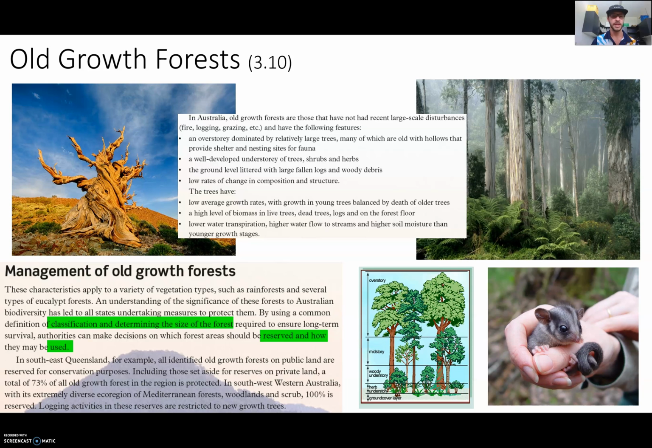But we also want to talk about using them, like creating paper and timber. So this is why we do all of that. In Australia, in southeast Queensland, 73% of all old growth forests in the region are protected. It's pretty good. Whereas in Western Australia, they're actually protected 100% against logging activities, and logging activities are restricted to new growth forests.